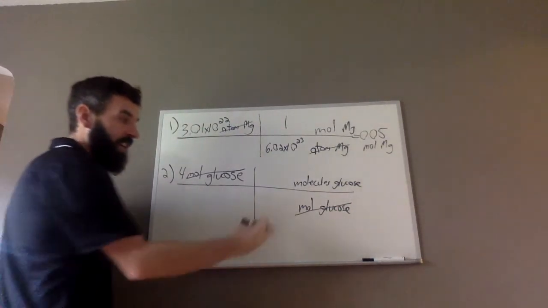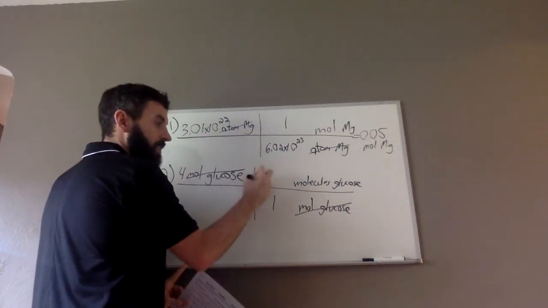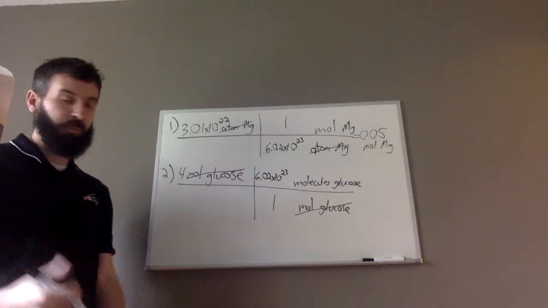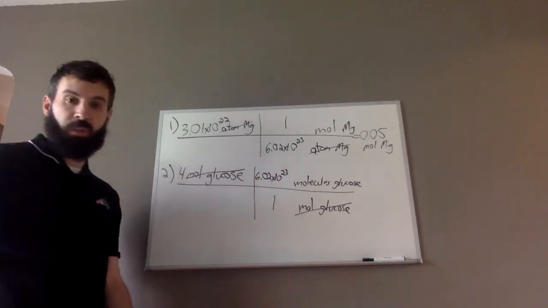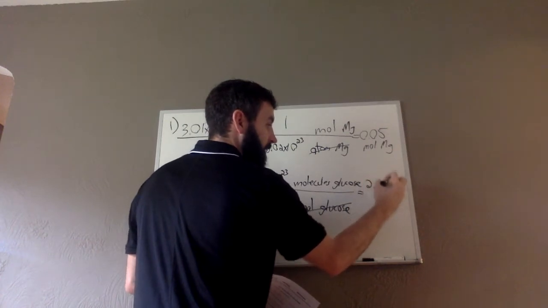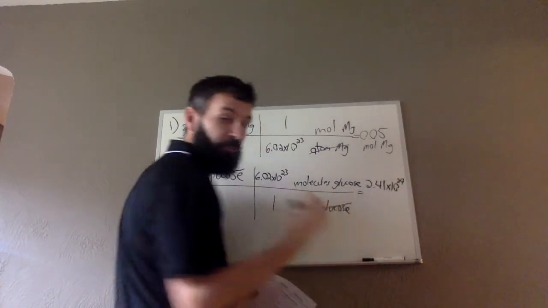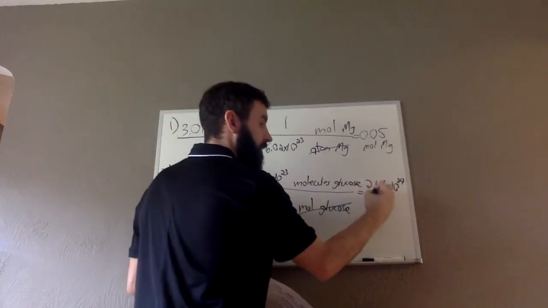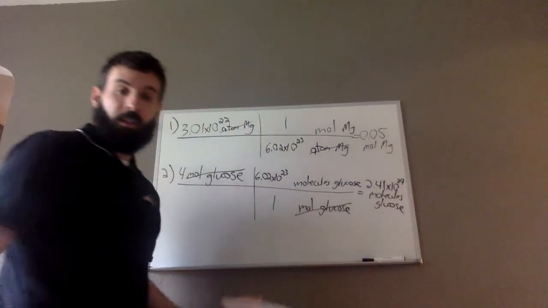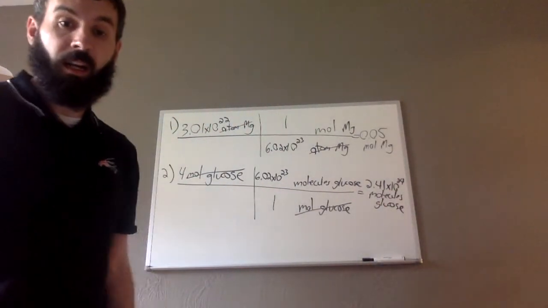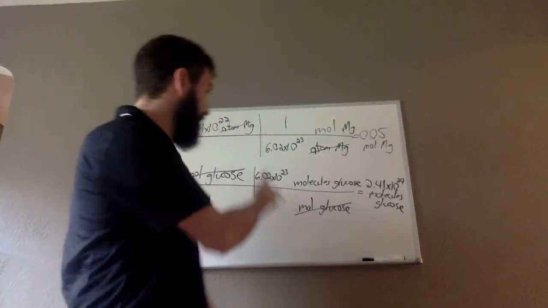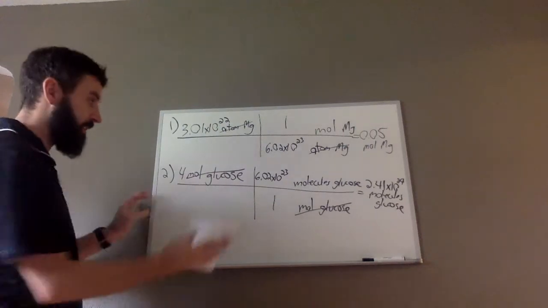Now I put in my conversion factor. 1 mole equals 6.02 times 10 to the 23rd molecules. Okay, now I pull out my calculator. 4 times 6.02 times 10 to the 23rd, and you get 2.41 times 10 to the 24th molecules glucose. Okay, so any problem where you convert between moles and particles, like atoms or anything of that kind, you just use this setup. Okay, I'm going to erase these.